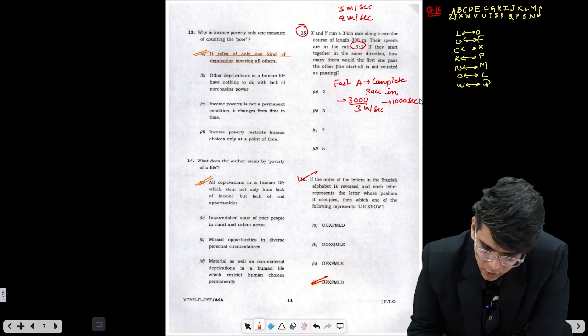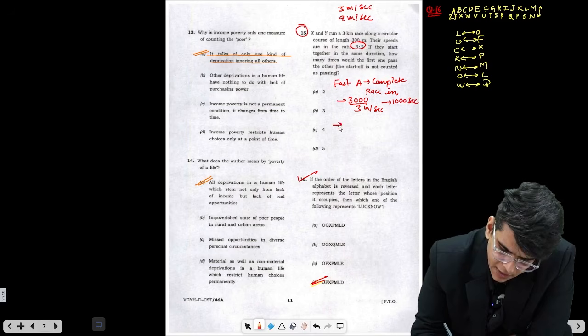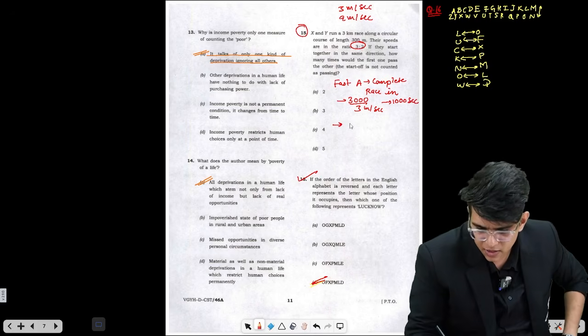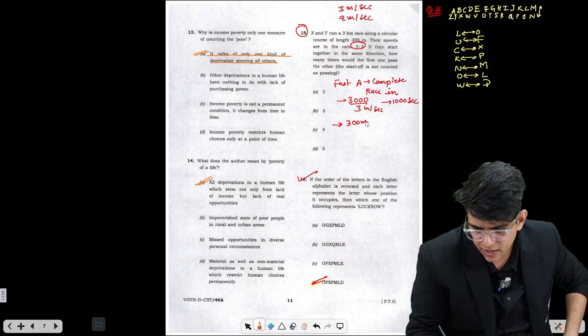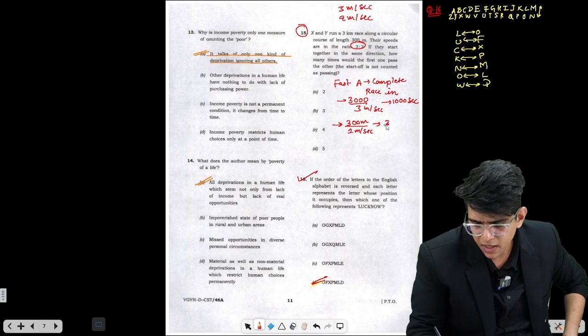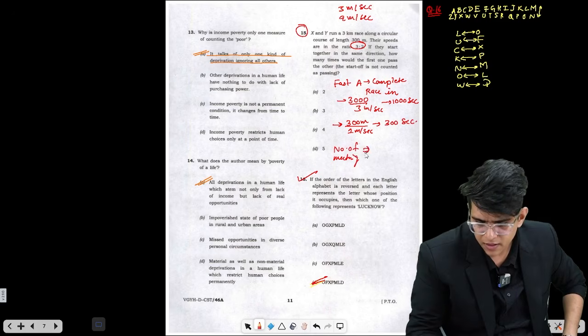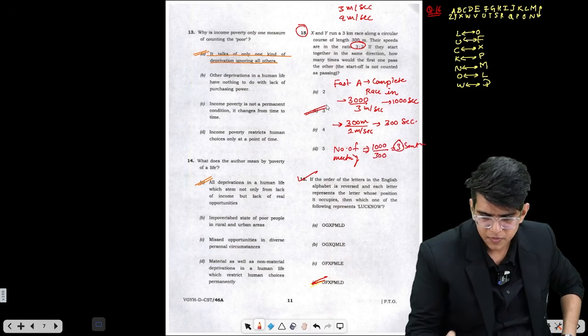So basically he will meet him every time he completes the full circle. That means 300 meters by the relative speed, which is 1 meter per second. So he will meet him after every 300 seconds. Number of meetings in 1000 seconds is 1000 by 300, 3 point something. Okay, so basically 3 times, right?